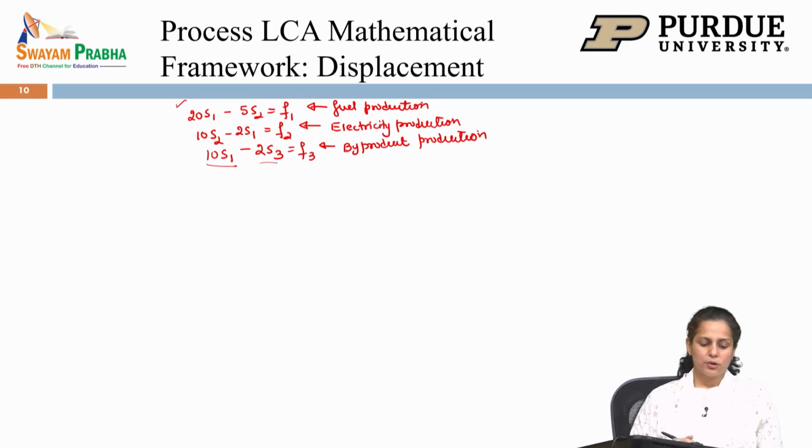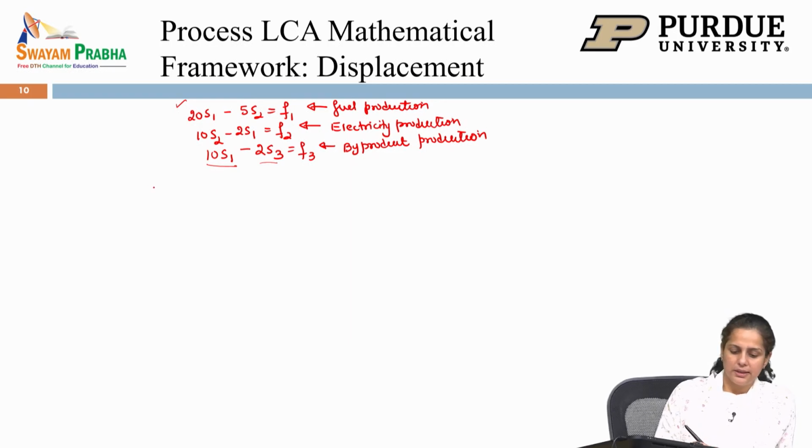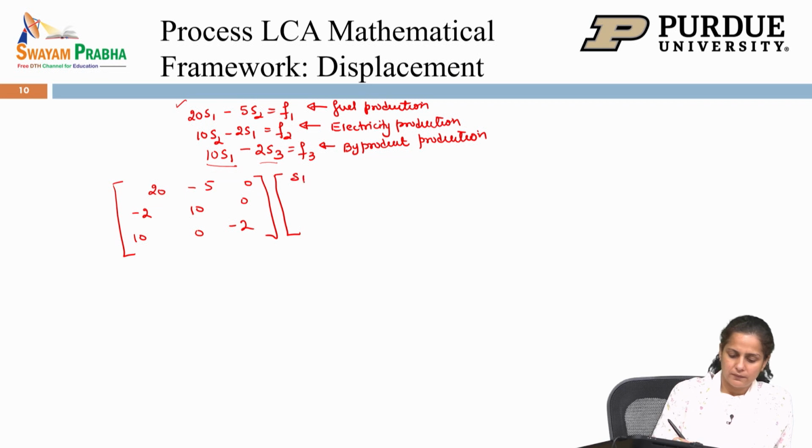So, now the modified technology matrix is simple. We have 20, minus 5 and 0. Then we have minus 2, 10, 0. We have 10, 0 and minus 2, and we can write it as S1, S2 and S3. So, you can check for the matrix calculation or the multiplication.